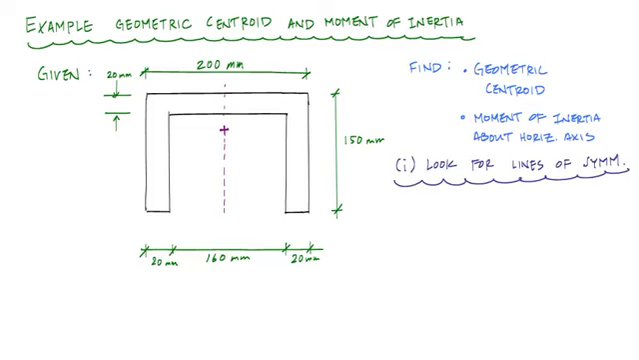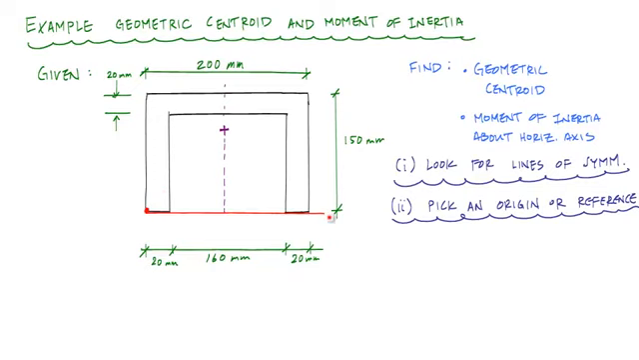Now the next thing that we're supposed to do is select a datum or a reference to locate the geometric centroid. What we're really doing is picking a reference point, an origin, a point from which we're going to describe all our distances. I can make that point anywhere, and for this problem I'm just going to choose this left-hand corner here, and I'm going to have a horizontal datum here and a vertical datum here.